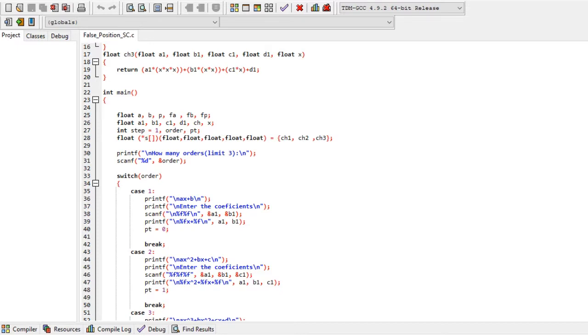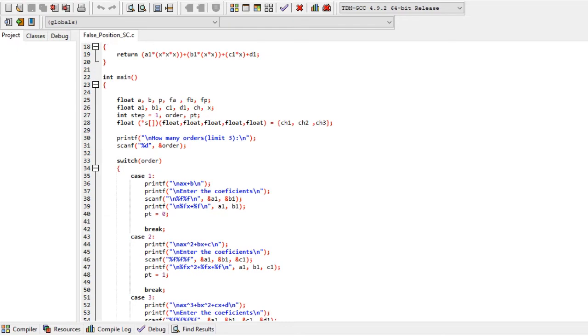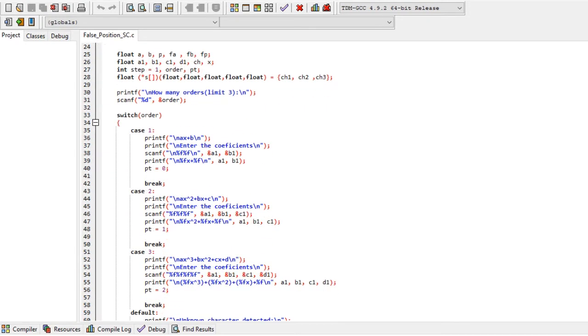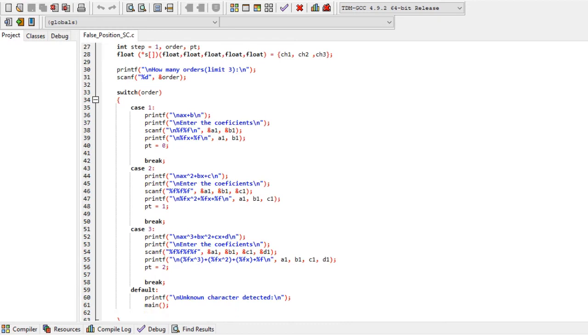We have a1, b1, c1, d1, which are the coefficients of x. We have x. We have the number of iterations which is set to 1. We have the order of the functions as well. In here, the program will ask the users the order of the functions, which we are limiting to 3. If the user inputs 1, then we will get this form, ax plus b, which makes the functions linear.